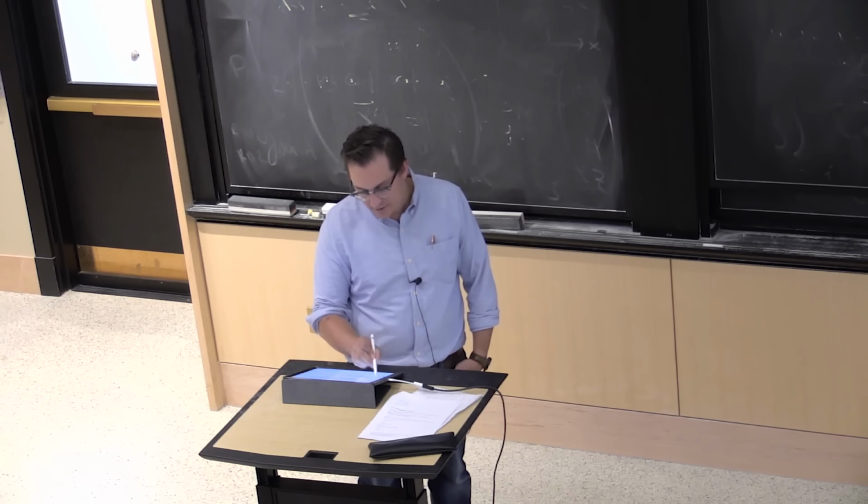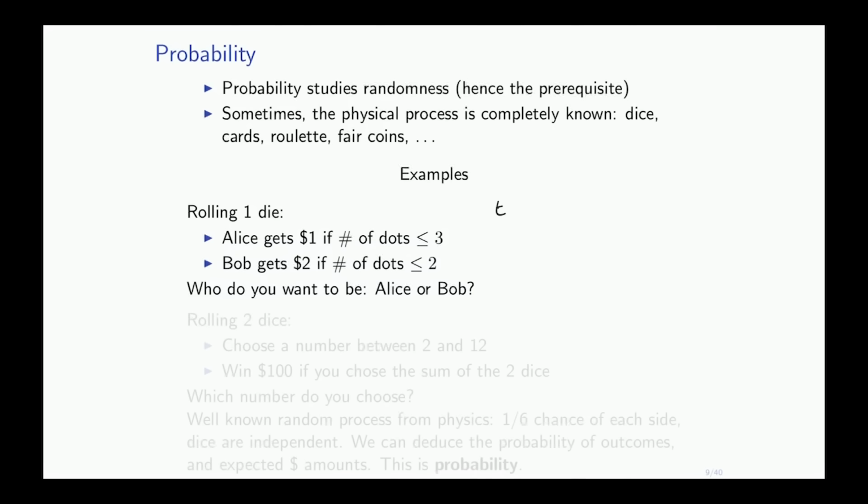So let's see why. If you look at the expectation of what Alice makes, let's call it A, this is $1 with probability 1/2, right? So 3/6, that's 1/2. And the expectation of what Bob makes, this is $2 with probability 2/6, that's 1/3, so 2/3. Which is definitely larger than 1/2. So Bob's expectation is actually a bit higher. Those are the kind of questions that you may ask with probability.